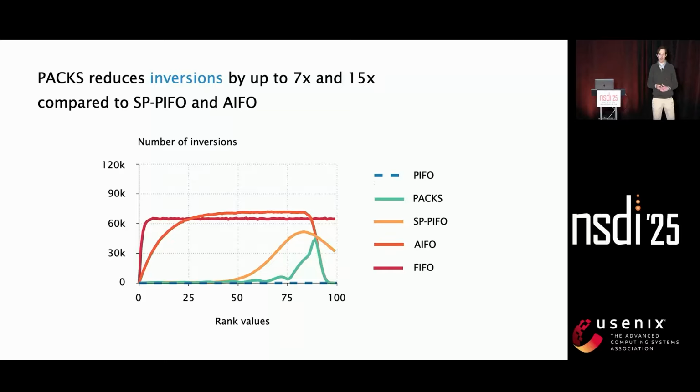PAX also reduces the number of inversions by up to 7 times and even 15 times compared to SP-PIFO and AIFO. This is the exact same experiment, but in this case, we are measuring the inversions, meaning these cases in which we schedule packets in the wrong order, so low ranks after high ranks. Again, FIFO and AIFO generate inversions across all the spectrum because they cannot prioritize packets. They cannot sort packets because they rely on a single FIFO queue. We see how SP-PIFO generates inversions only in the higher part of the spectrum, but PAX does so much better because it relies on this traffic knowledge and because it relies on a sliding window-based approach, which we can take into account the previous knowledge of the ranks that we've seen.